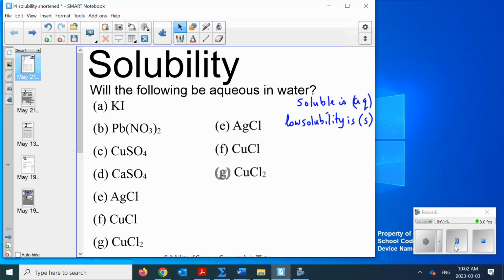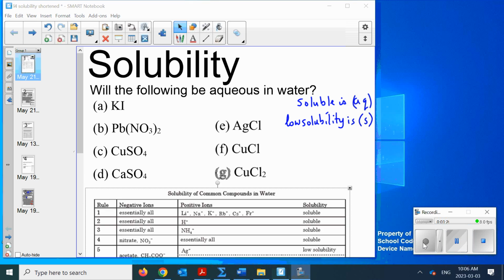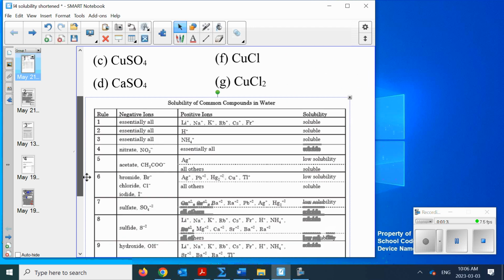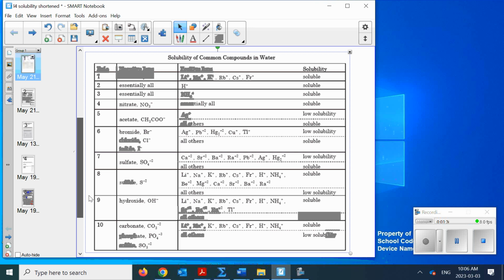We'll learn this, okay? On your periodic table handout set, can you guys find this chart? I think, is it the second page in? Okay. Soluble compounds in water. It's not an exhaustive list, but it's most of the ones we'll come across in chemistry.